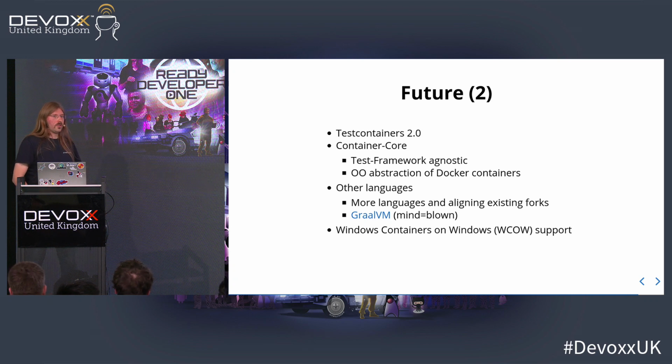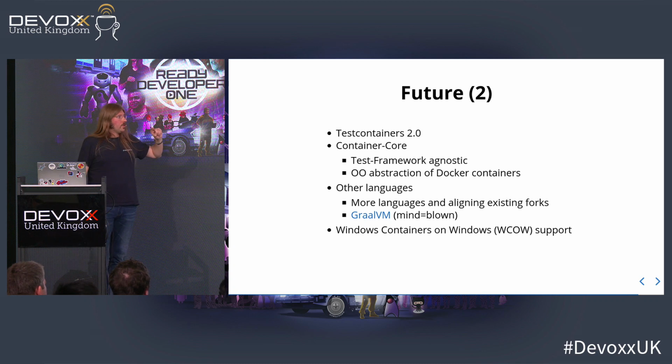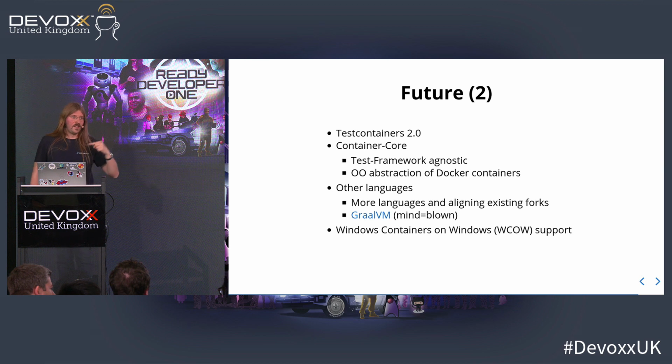Support for other languages, or maybe merging the concepts of the other languages, that will probably also come. And there's a really cool blog post from Oleg about using GraalVM to run JavaScript code or Node code that will then call into the Java implementation of Testcontainers to start up the containers. It's super awesome. You should check this out. Maybe at one point support for Windows containers on Windows.